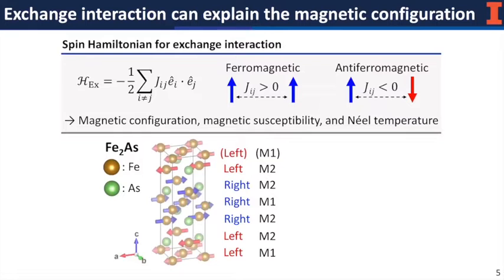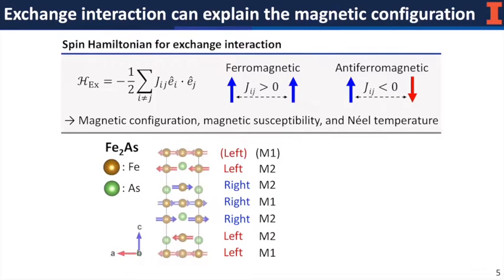So here I brought an example, antiferromagnetic iron arsenide. This material has a unique magnetic configuration. When we see it along the p-axis, you may realize that it has 3 consecutive spin layers with alternating spin directions. And it also has 2 different magnetic sites. So M1 and M2 have different magnitudes of magnetic moments.